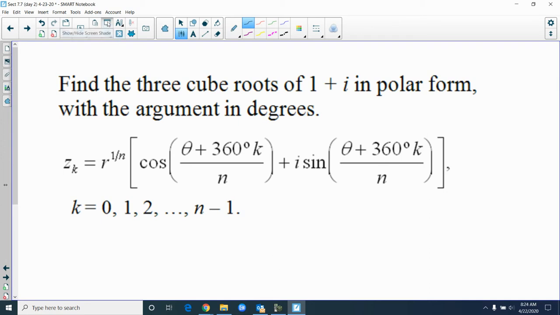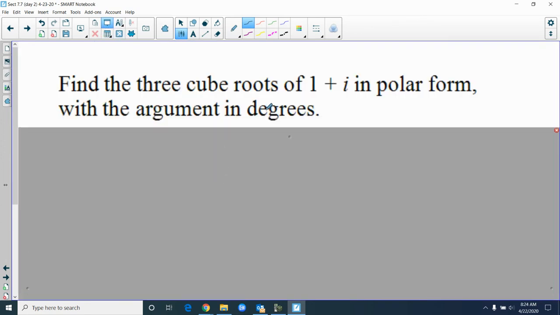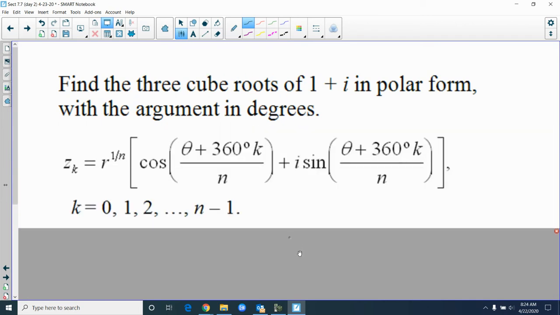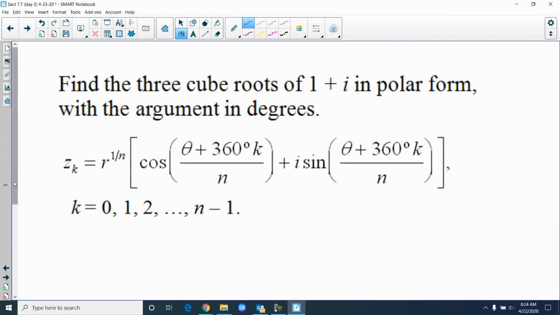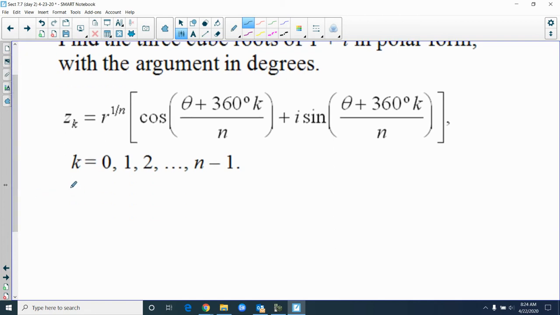All right, here's the actual problem. Find the cube roots of 1 plus i in polar form with the argument in degrees. So we want our final answers to be in polar form. The argument is in degrees, which means the angle. And since we're taking the cube root, there's going to be 3 answers. Well, this is just the formula. I have it here just so it's easier to refer back to. So the first thing we need to do is take this z, 1 plus i, and convert it to polar form.